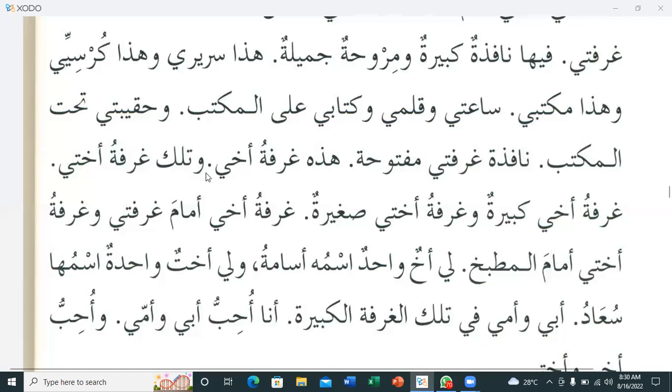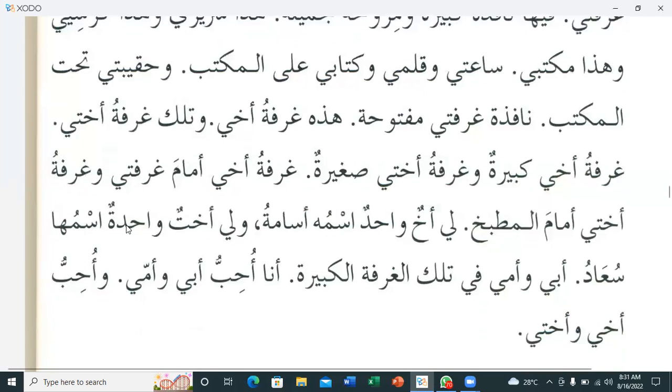Hazihi ghurfatu akhi. This is my brother's room. Watilka qurfatu ukhti. And that is my sister's room. The room of my brother is big and the room of my sister is small. My brother's room is in front of my room, and my sister's room is in front of the kitchen.